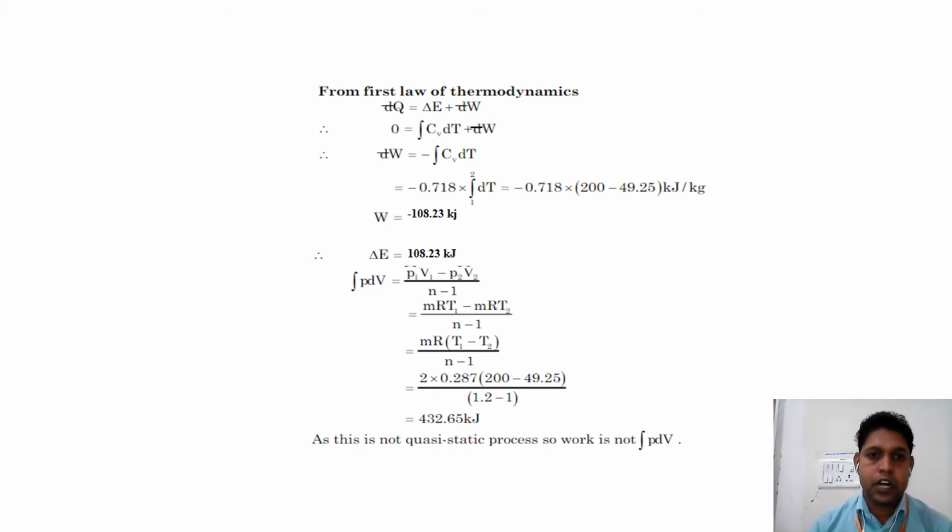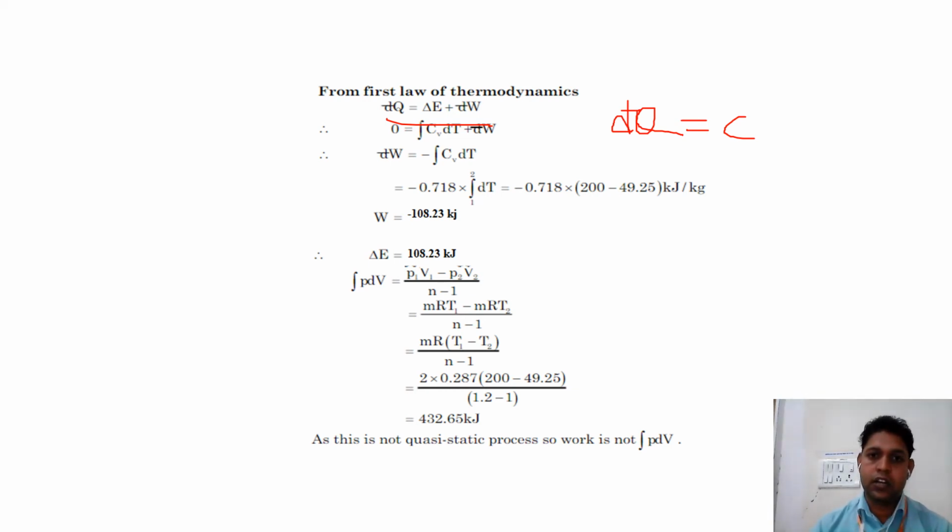According to the first law of thermodynamics, delta Q is equal to delta E plus delta W. In the question, the process is given as an adiabatic process. Adiabatic process means there is no heat transfer, that is delta Q is equal to 0. So 0 is equal to Cv dT plus dW, and we can find the work done: dW is equal to minus Cv dT.